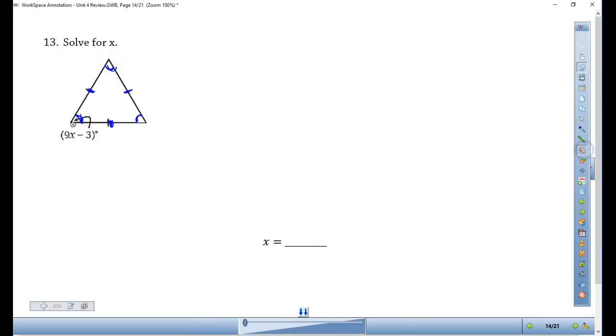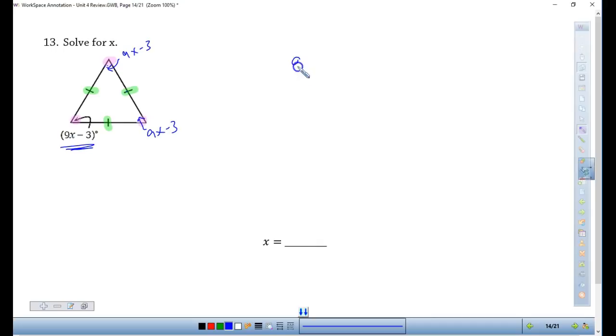Let's see if I can show this to you again. You can't just add willy-nilly whatever you want. But because this triangle had three equal sides, that means that we can say that these three angles are equal. So you know what they all are, 9x minus 3. So if they're all 9x minus 3 in there, guess what they add up to? So 9x minus 3 plus 9x minus 3 plus 9x minus 3 should equal 180.